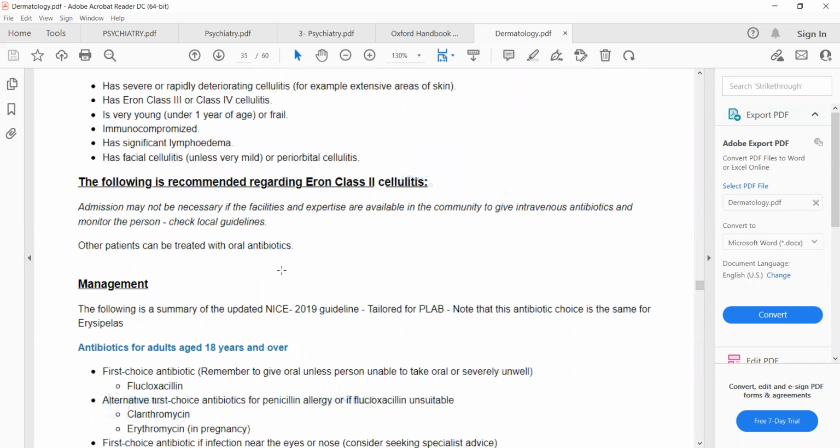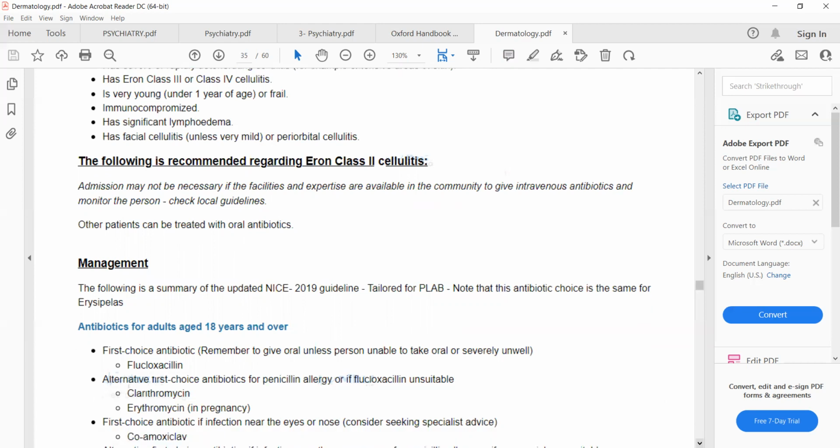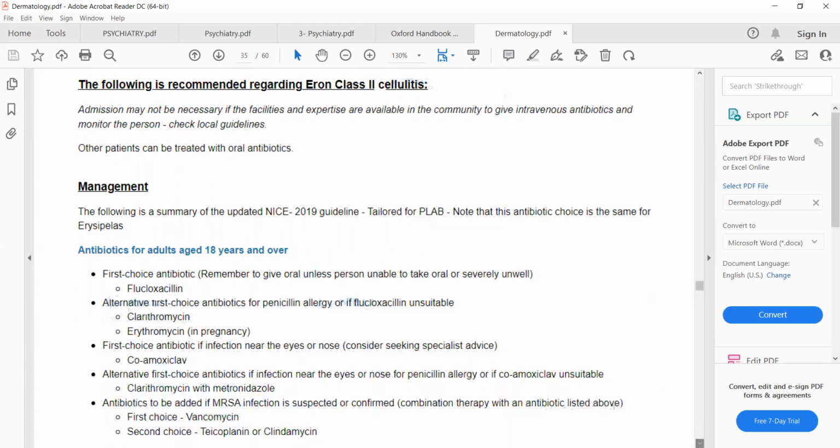Regarding class 2 cellulitis, admission may not be necessary if the facilities and expertise are available in the community to give intravenous antibiotics and monitor the person. So if the facilities are not available, then we'll admit a patient with class 2 cellulitis as well. Because a person with class 2 cellulitis either has systemic upset or has a comorbidity that can decrease the clearance of the infection.